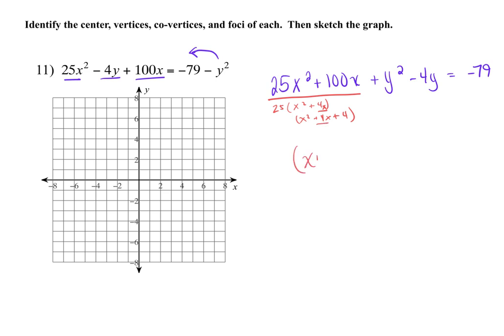Cut this guy in half. (x plus 2) quantity squared. And we still have this 25 out here. Here's the issue, though. I added a 4 in here. If I added a 4 in there, I have to add a 4 to the other side.